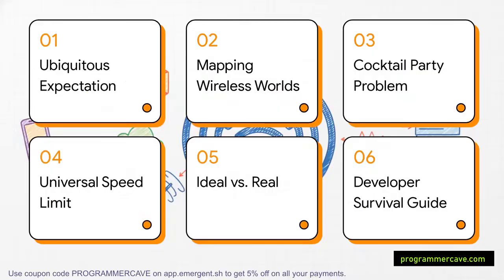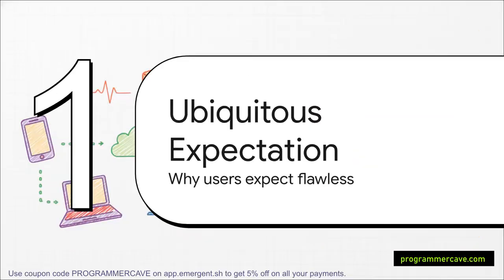So here's the game plan for today. First, we'll talk about why user expectations are just so incredibly high these days. Then we'll get a lay of the land, mapping out the different kinds of wireless networks. After that, we dive into the single biggest challenge they all face, something I like to call the cocktail party problem. We'll look at the one formula that's basically the speed limit for all of them, figure out why you never get the speed you see on the box, and wrap it all up with a practical survival guide just for us developers. Let's start right here, with the world we're all living in.